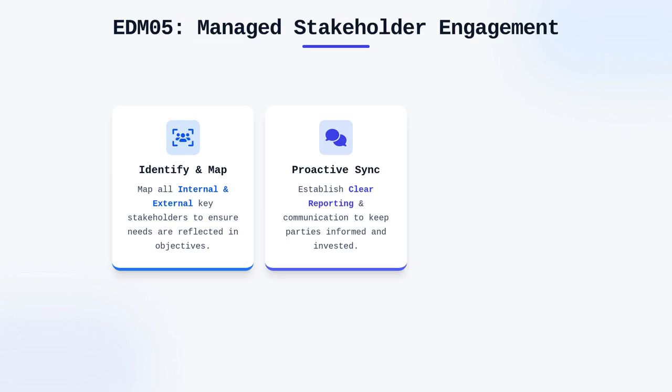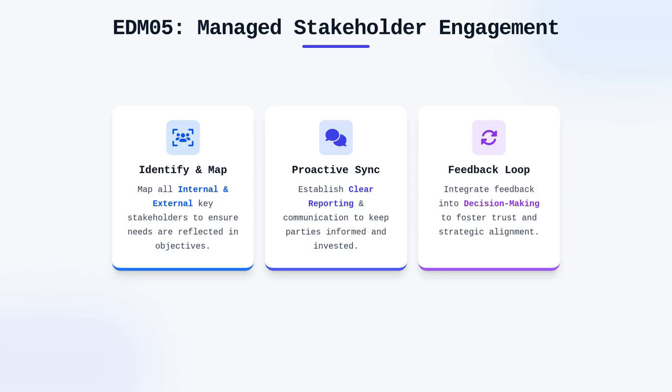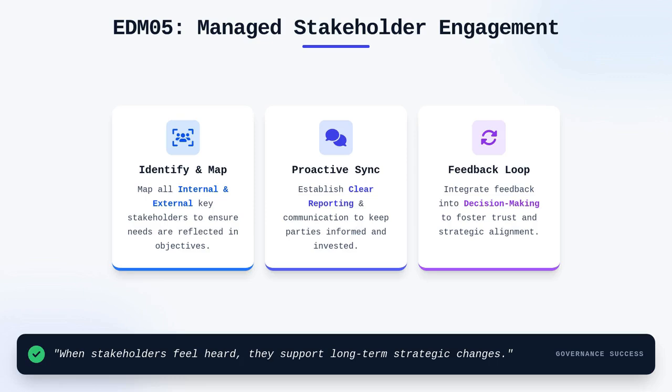We evaluate the effectiveness of engagement strategies to see if they foster trust and alignment between the board and the various parties affected by enterprise decisions. Directing management to maintain productive relationships ensures that expectations are managed openly and that feedback is integrated back into the decision-making loop. When stakeholders feel heard and understand the rationale behind strategic shifts, they are far more likely to support the long-term changes proposed by the governance structure.